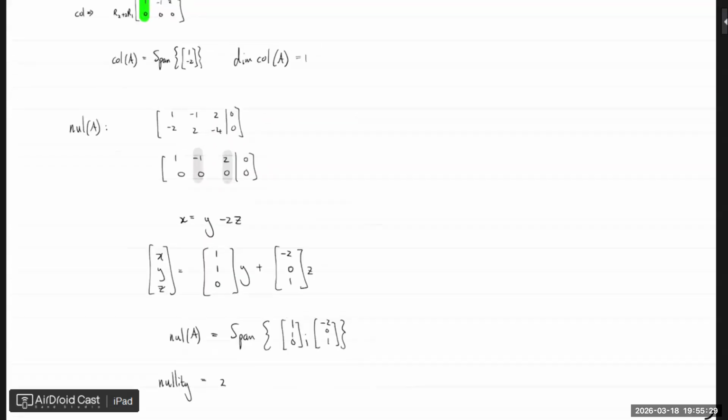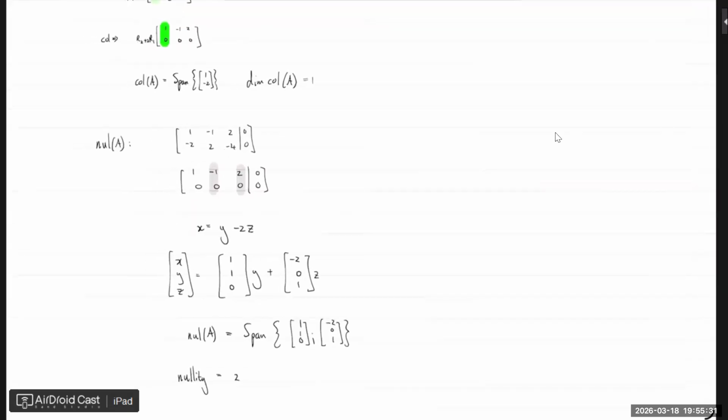And let's see if the rank theorem is correct. The rank, which is 1, plus the nullity should be equal to 3. You see? And there we have it. Now you've done the rank theorem also.